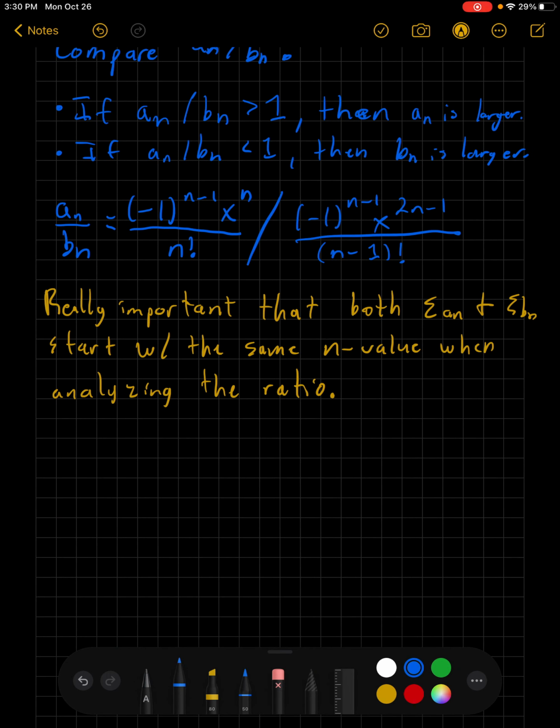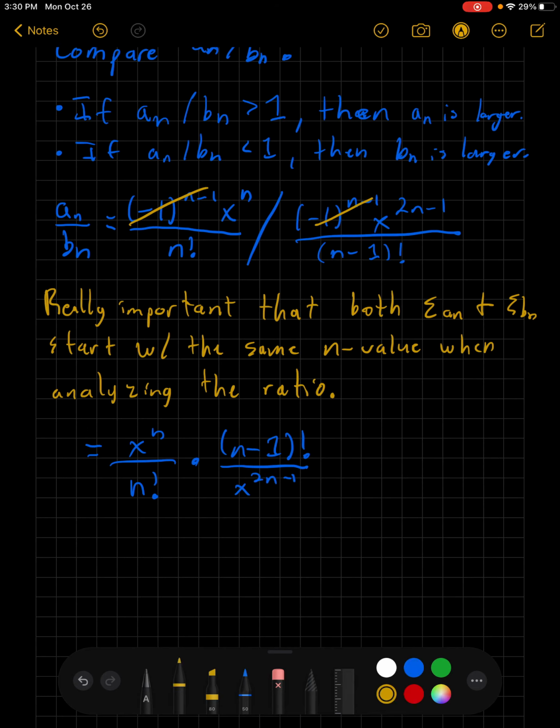And now let's just evaluate it. So what do I actually get? Well, notice right off the bat, my -1s divide out, right? That divides out with that. So what I really have here is x to the n over n factorial times n minus 1 factorial over x to the 2n minus 1.